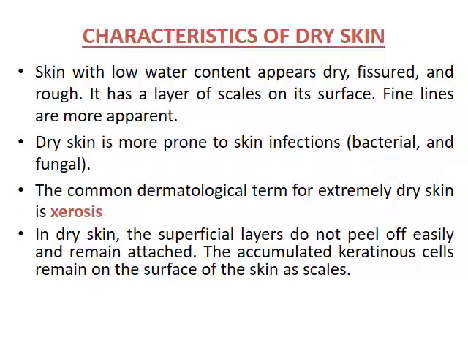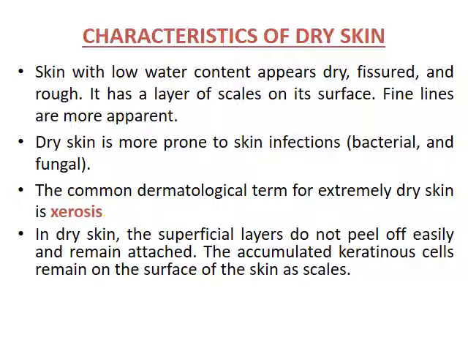The first type we started with last time is moisturizing cream. What are the characteristics of dry skin? Why do we use moisturizing creams? So we need to know how to differentiate between dry skin and soft skin and when we need to use moisturizing creams. Dry skin is skin with low moisture content, so it appears dry, fissured, cracked, and rough.